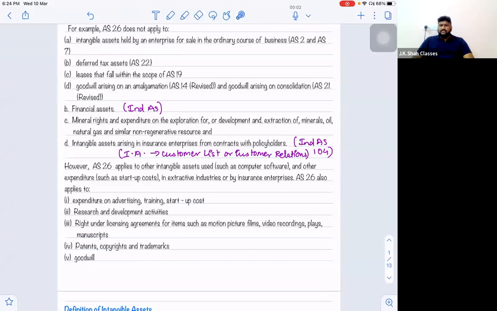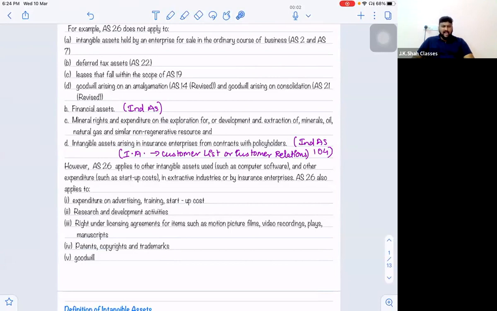Numbering is given by some other means, like Ind AS 104. Some Ind AS will have a similar number to the accounting standard. For example, AS 24 is discontinuing operation, and Ind AS 24 is also discontinuing operation. So some AS and Ind AS numbers are the same. Like Ind AS 2 is valuation of inventory, and AS 2 is also valuation of inventory.